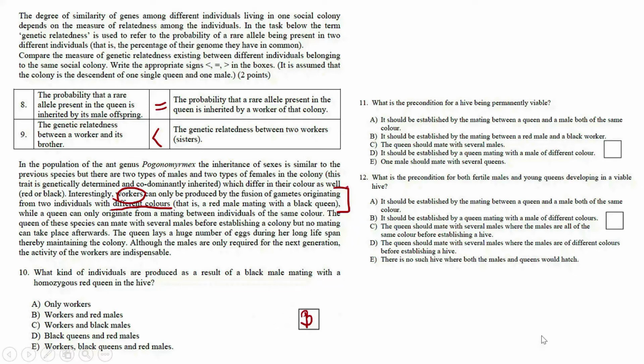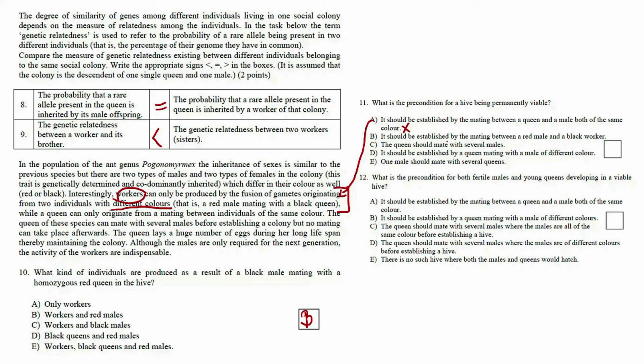Okay. What is the precondition for a hive being permanently viable? It should be established by the mating between a queen and a male, both of the same color. If this would happen, no workers would be produced, as we learned from the text that workers can only be produced by the fusion of gametes from two different individuals with different colors. So A cannot be the good answer.